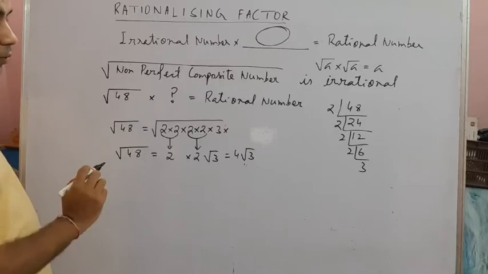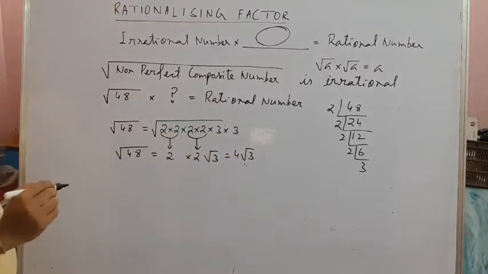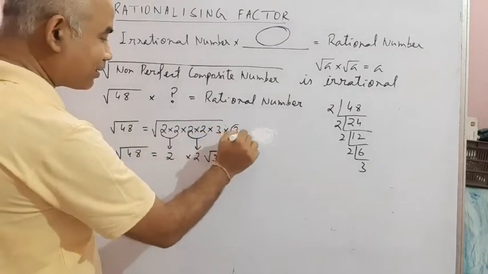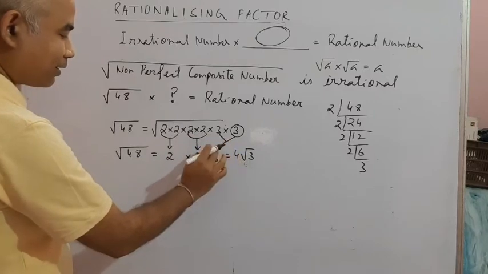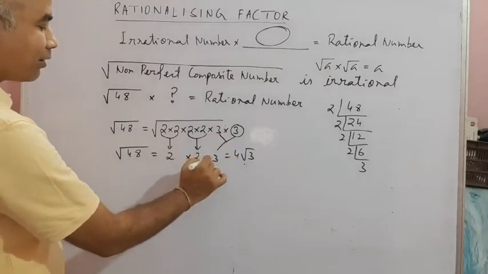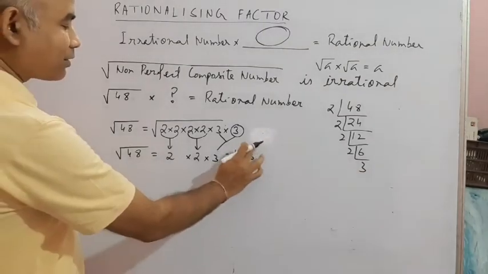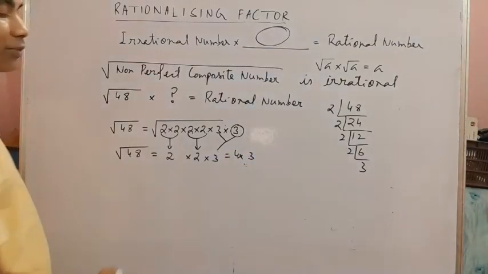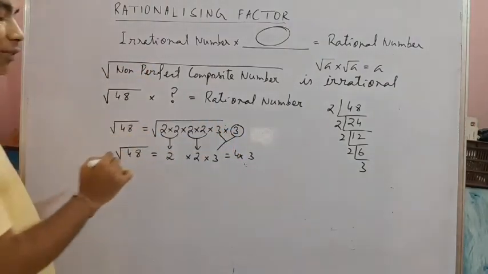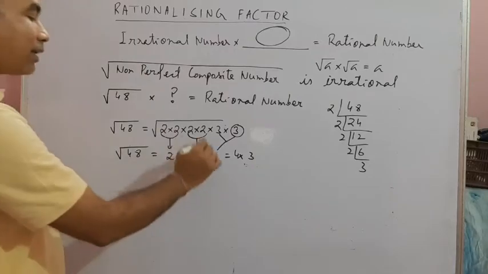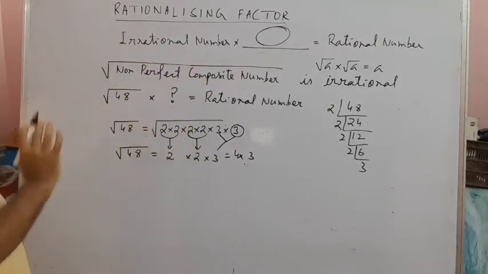So what do I have to multiply? I have to multiply by 3, because if I multiply by 3 here, then for these two 3s, one 3 will come out. Then it will be 2 into 2 into 3, and the square root sign will not be there, so it will be a perfect square. But without this extra 3, the 3 alone cannot form a pair. It remains inside the square root, and as a result root 48 is irrational.